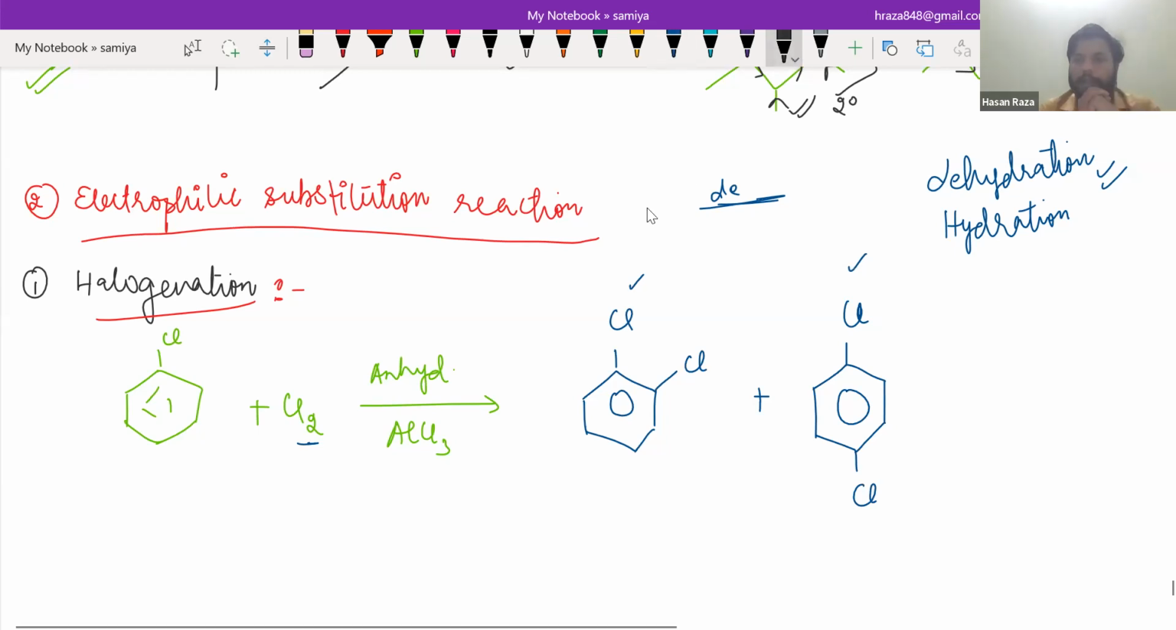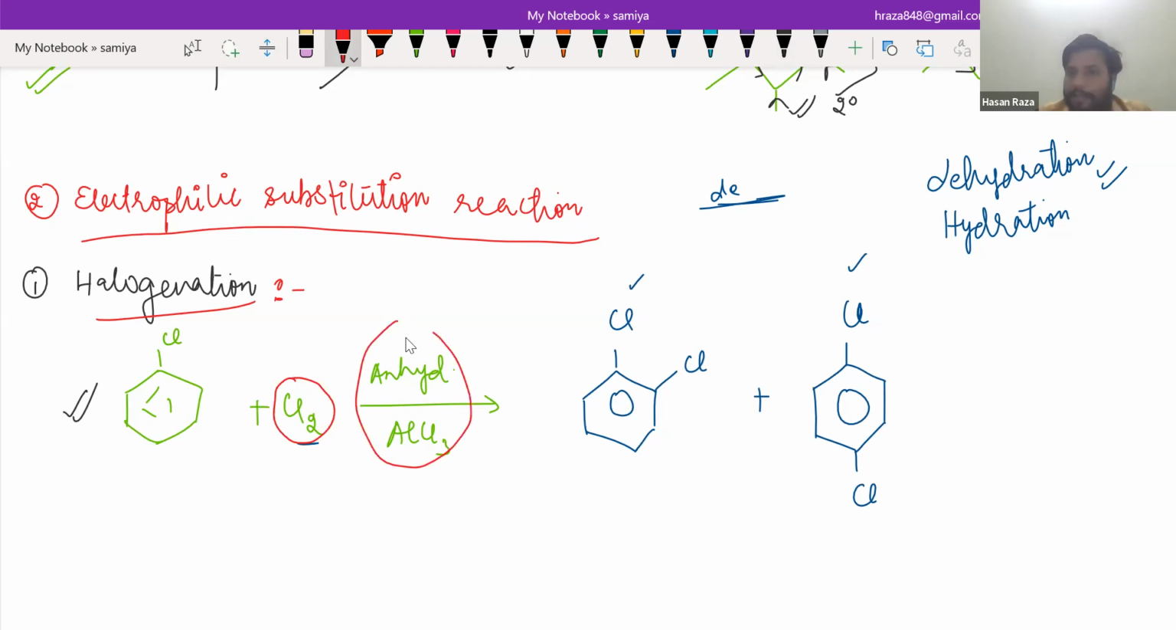What I want to tell you is that I'm going to teach you the reaction of halogenation. That means we need to add halogen to these haloarenes. So in order to add any halogen to any haloarene, we have to add the halogen in the presence of anhydrous AlCl3. And in this way, this chlorine can go at three places. I'm telling you, three places.